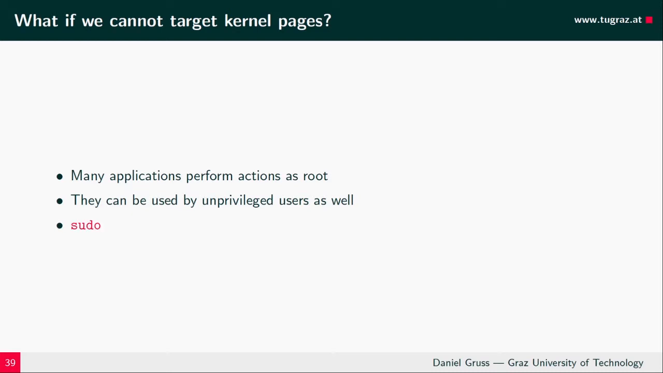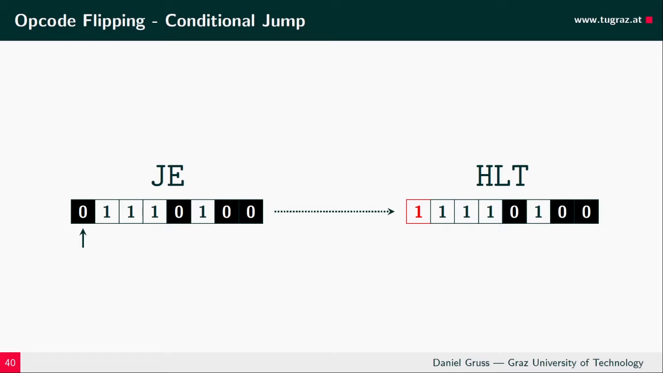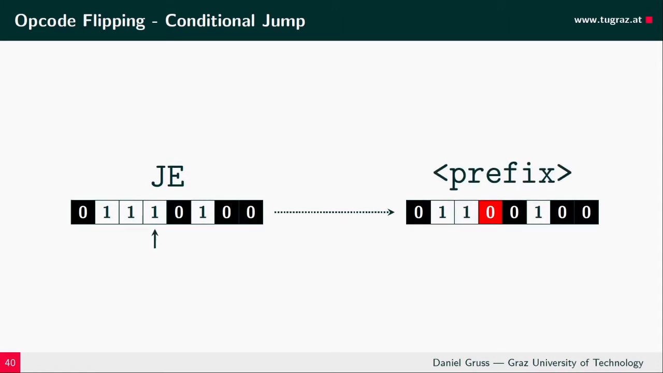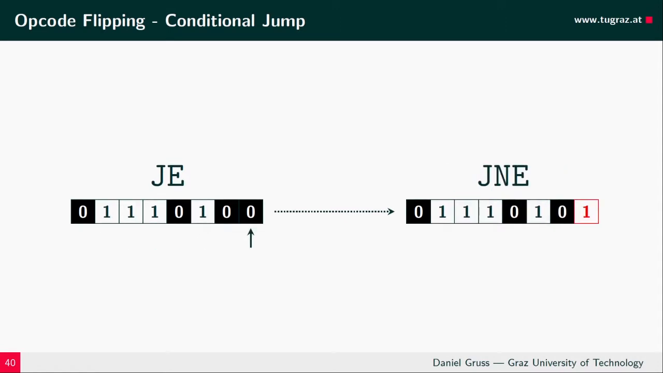But we can also just target applications running as root, and we can, as an unprivileged user, start applications running as root. For instance, sudo. Sudo runs as root, and anyone can run sudo. And in sudo, you will probably have a password check. The password check will probably use some instruction like jump equal. If you flip a bit in jump equal, then you get a different opcode out of it. Most of them are not useful for us, but some of them are. Especially this one is nice. Every wrong password is now a correct password, and the correct password doesn't work anymore. But very unfortunate.